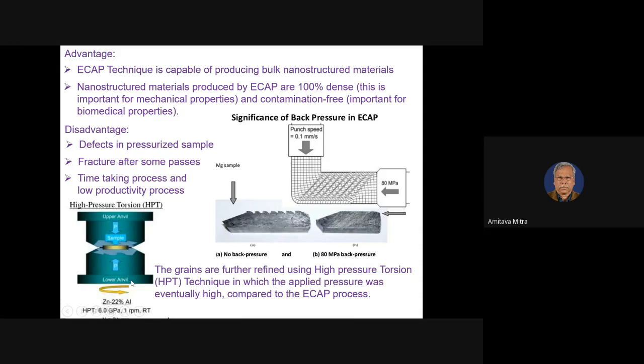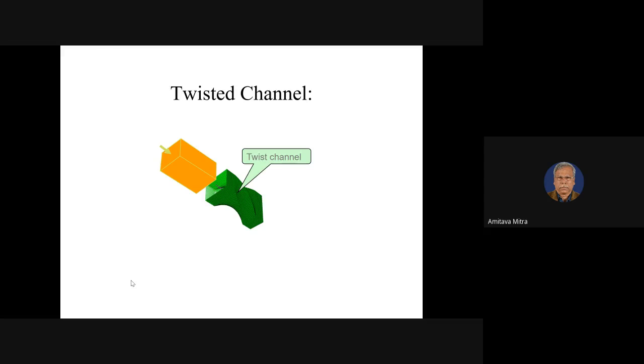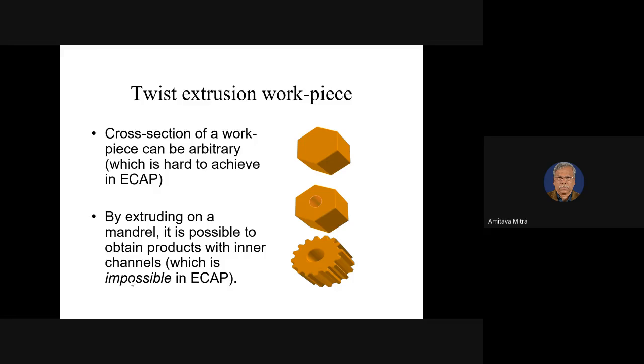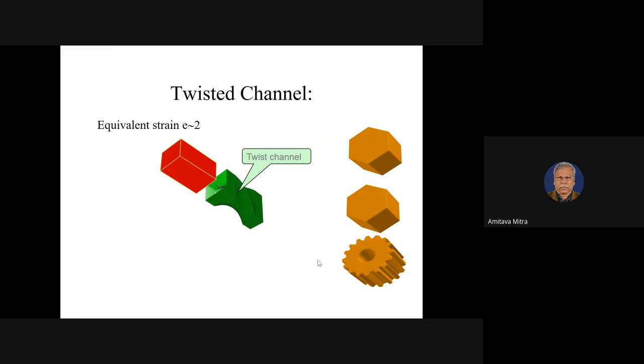Okay. The channel that we are seeing can also be in a twisted form to get much more refinement of the grains and the precipitates. It is something like that. And by this technique also, we can get different shapes of these materials. With this twisted one, we can also get different shapes of this material.